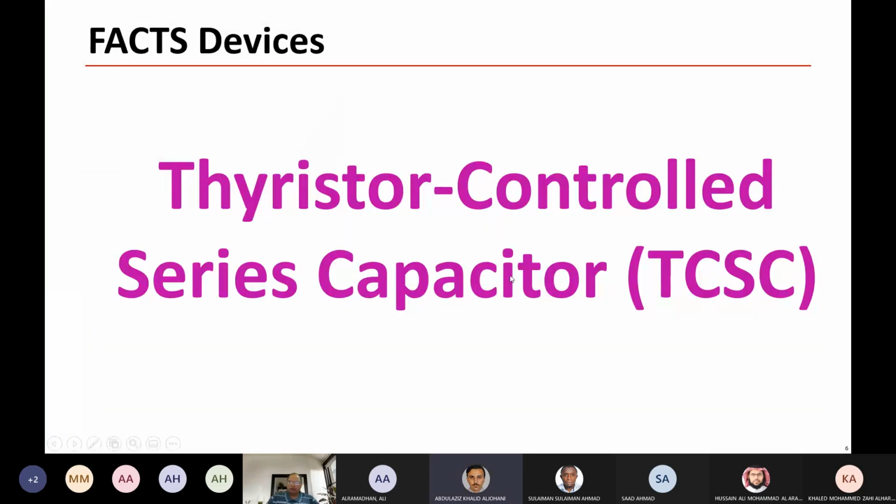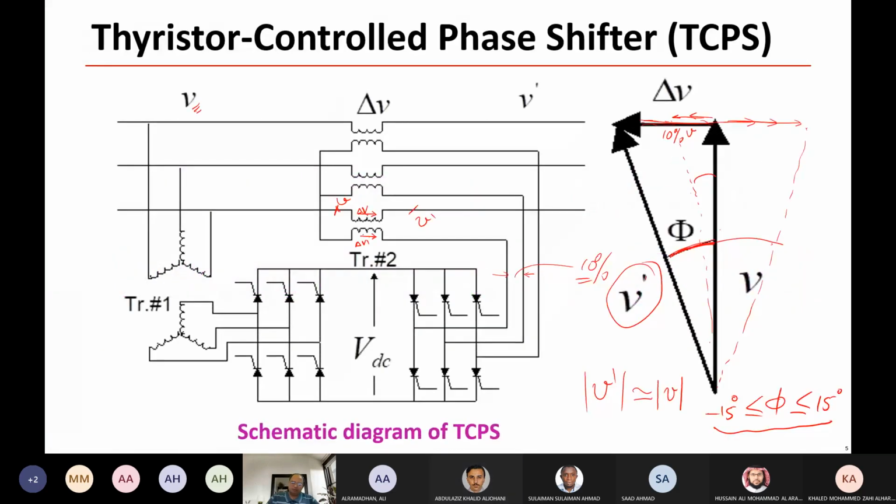Yes, Doctor. I have a question. Yes, please. This switching mechanism, wouldn't it introduce some harmonics or noise in the system? Yes, of course, definitely. Since we have switching or an inverter, we definitely have harmonics here.